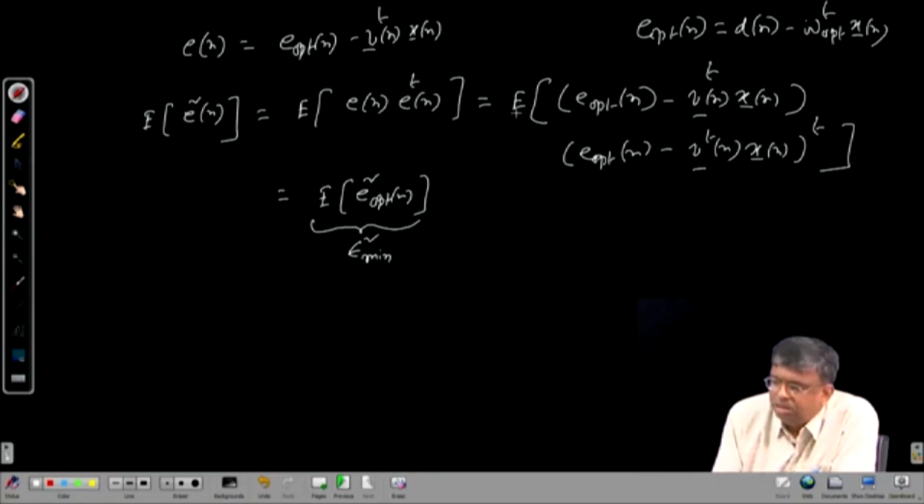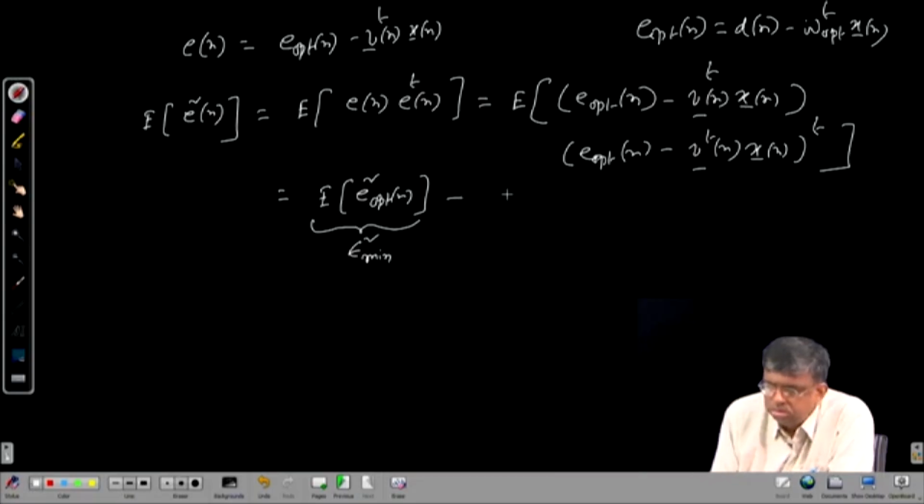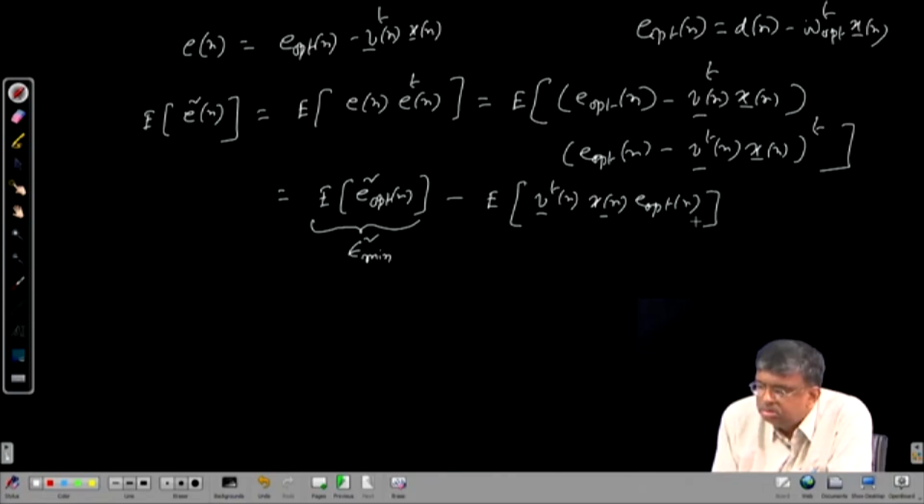Then the expectation of this cross term, V transpose n x n E obtained, minus the expectation of V transpose n x n E opt n, and minus E opt n times V transpose n x n transpose.